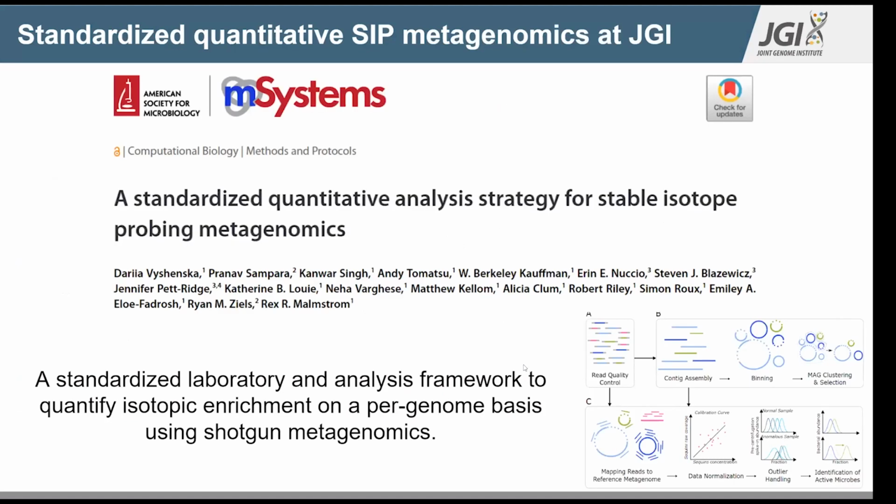And so combining the techniques from these two papers, JGI has developed a standardized quantitative analysis strategy for stable isotope probing and metagenomics. Basically, we have an analysis framework that is used to quantify isotopic enrichment on a per genome basis. So this is metagenome-assembled genomes using shotgun metagenomics.